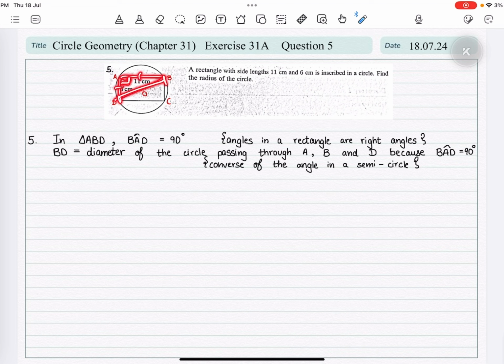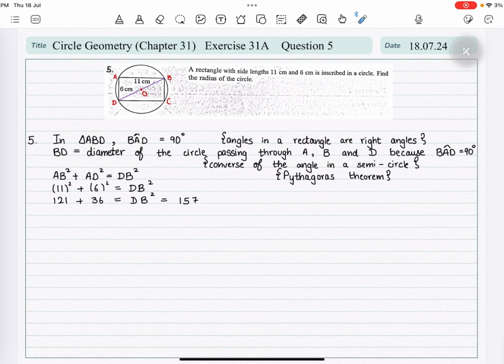Because this is 11, this is 6, DB square is equal to AB square plus AD square by Pythagoras theorem. We're going to insert the values of AB and AD to get 11 square plus 6 square is equal to DB square. We're going to solve this and we're going to get 121 plus 36, that is equal to 157, is equal to DB square. So DB is equal to root of 157.